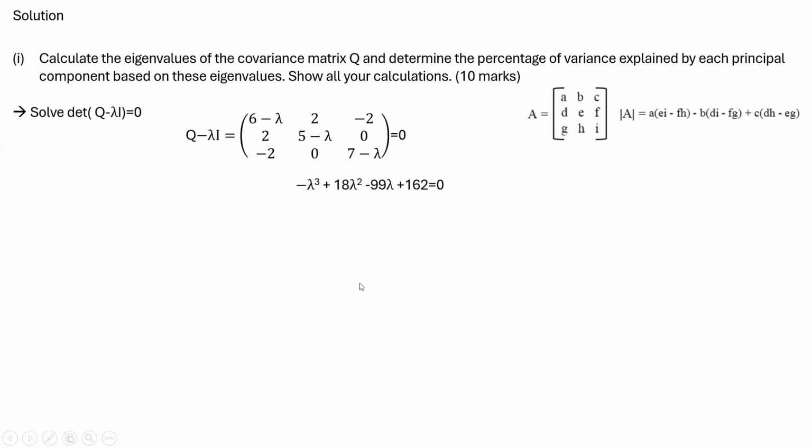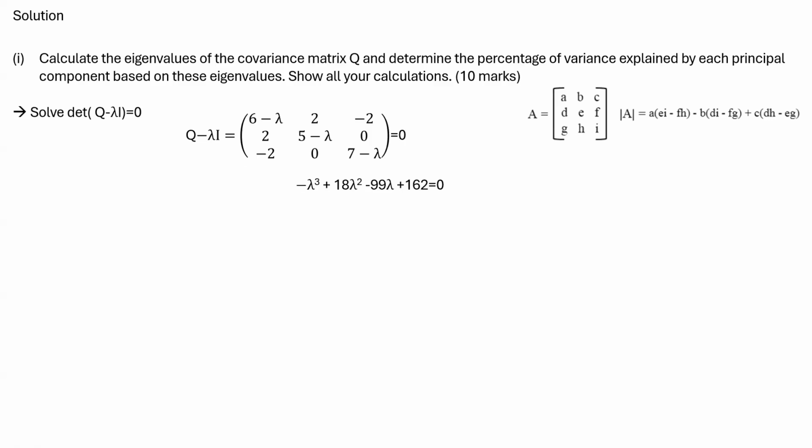So in this cubic equation, we have to solve it. Because it's cubic, we have to factorize it. So to do that, one of the methods is to use trial and error. The way trial and error works is you try values from 0 and keep incrementing by 1. So try 0, 1, 2, 3, and so on.